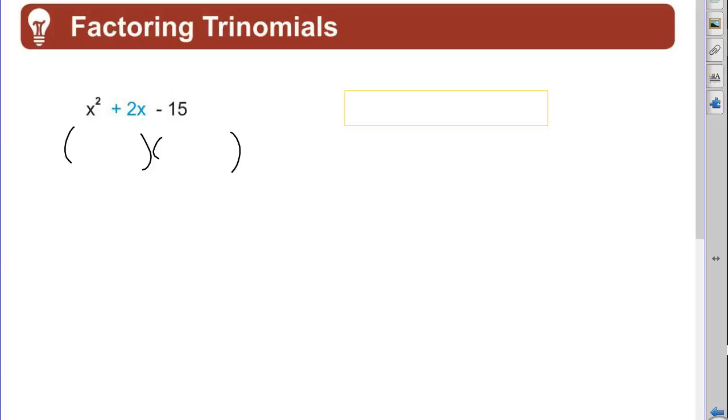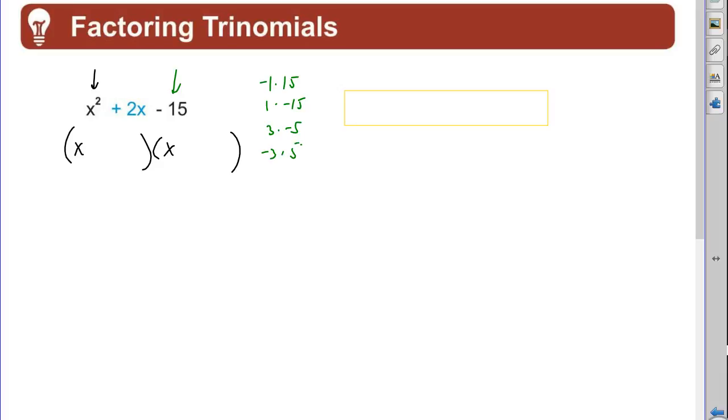I'm going to take my front term, and I need an x times an x to give me an x squared. Now the back is going to have combinations of negative 15. So what times what is negative 15? I'm going to list them out here: negative 1 times 15, or 1 times negative 15, or 3 times negative 5, or negative 3 times 5. Those are the possibilities.